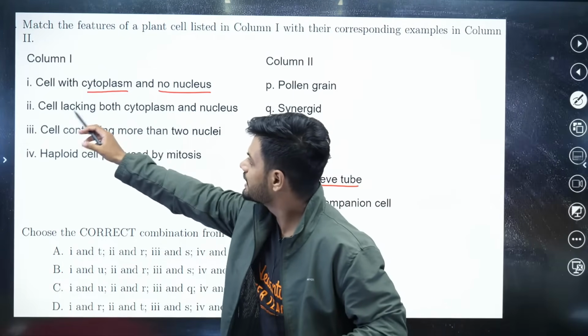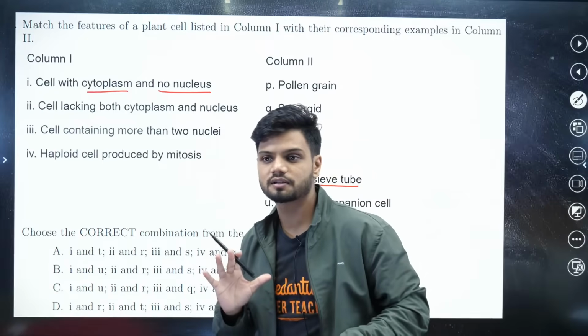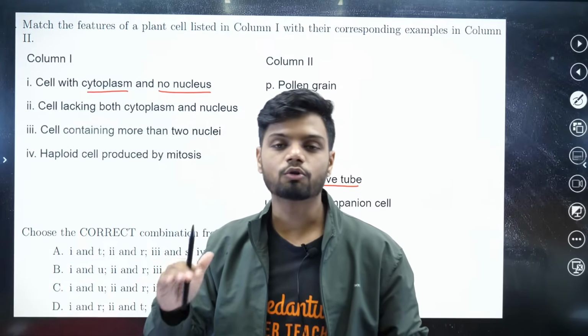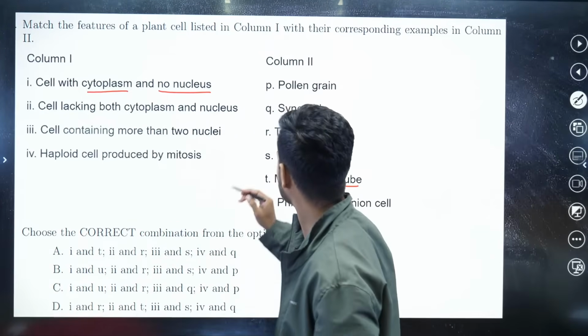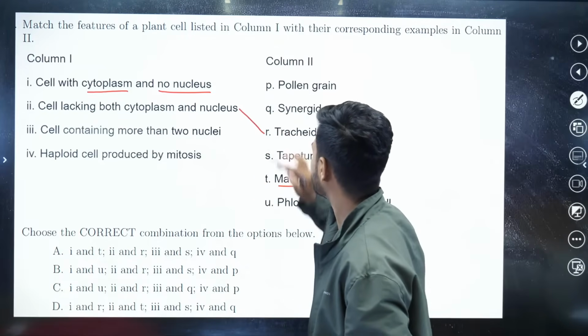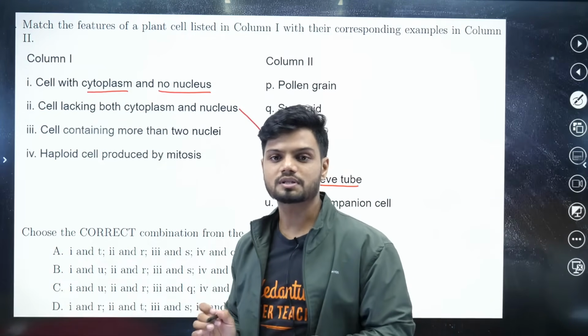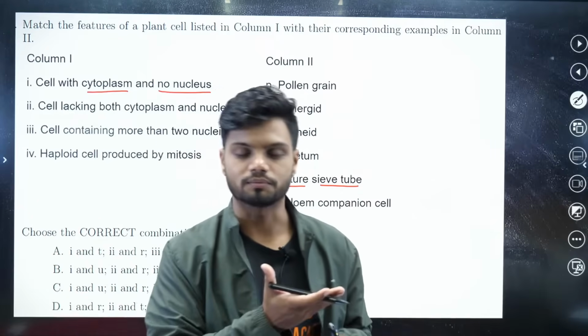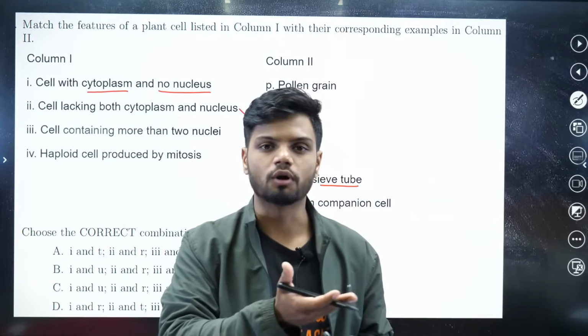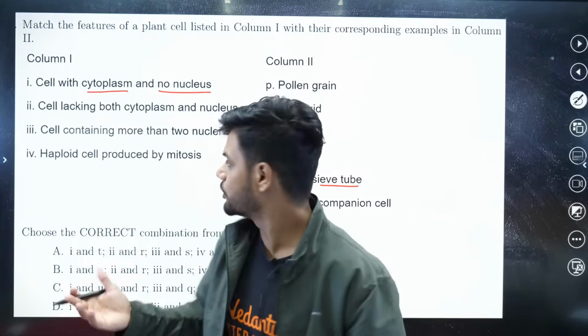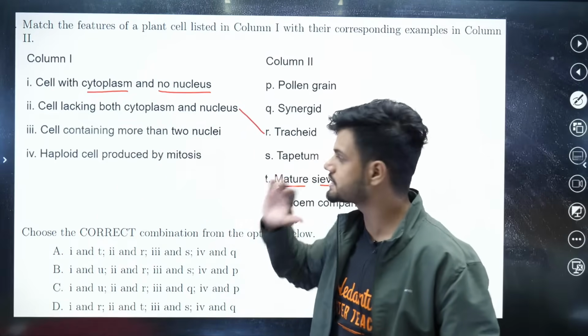What about then a cell lacking both cytoplasm and nucleus? They do not have cytoplasm, they do not have a nucleus also. That is going to be your tracheids, because the main function of tracheids is conduction of water. They do not require any kind of cytoplasm or nucleus.